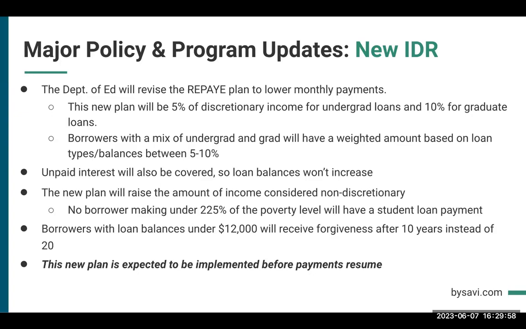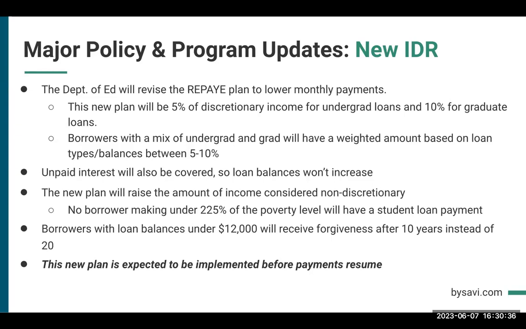One of the other big benefits of this program is that unpaid interest is also going to be covered. That way your loan balances are never increasing. This plan is also going to raise the amount of income that's considered non-discretionary. Basically, they're going to count less of your income towards your payment. So no borrower making under 225% of the poverty level will have a student loan payment. That's equal to about a $15 minimum wage. So if you are around that income level or below, you will not have a student loan payment.